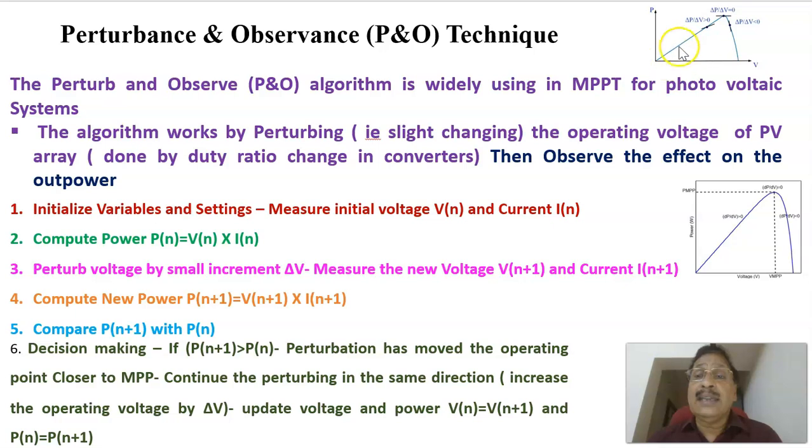Therefore, here you are giving a perturbation and watching Pn plus 1 and Pn. If Pn plus 1 is more than Pn, that indicates that the operating point is moving towards the maximum power point.